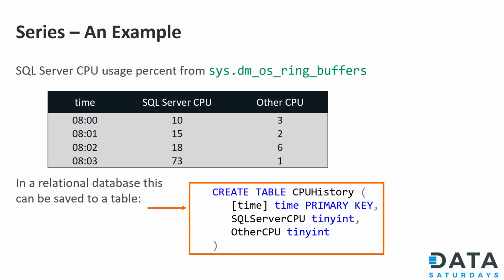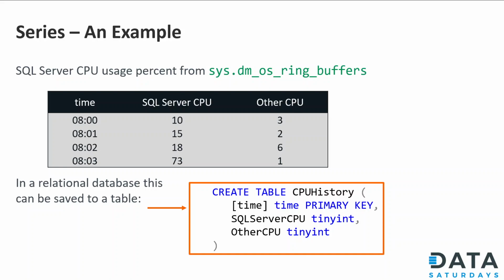So let's try to make an example out of that. Let's say that we are measuring CPU usage from SQL Server, something you probably are very familiar with. You can get that from a DMV called sys.dm_os_ring_buffers. And what we will get from that is two fields: SQL Server CPU, how much CPU SQL Server is using at that particular minute. We don't have a smaller granularity, what we have is by the minute. And other processes' CPU.